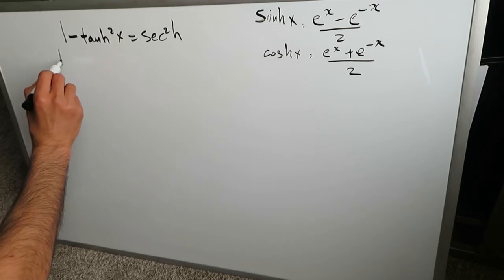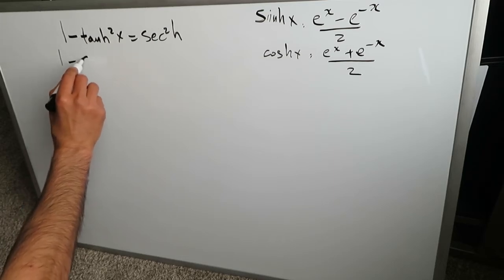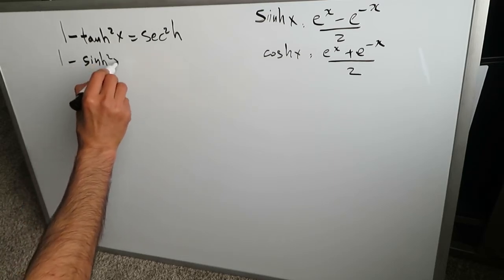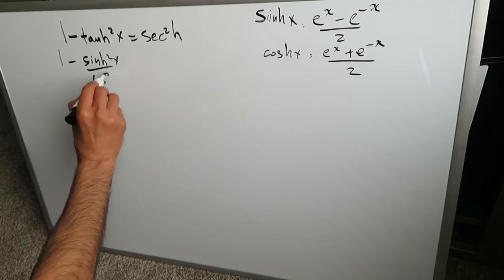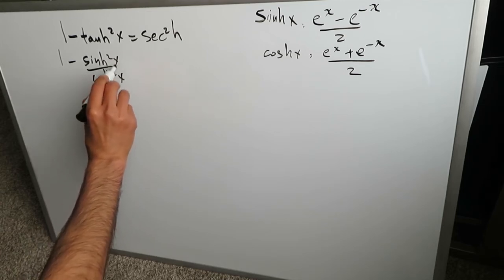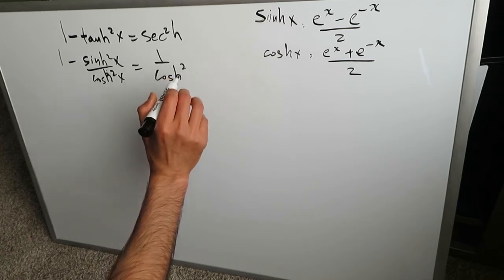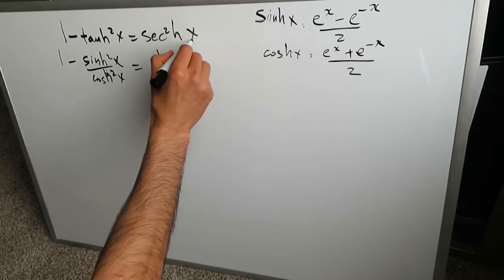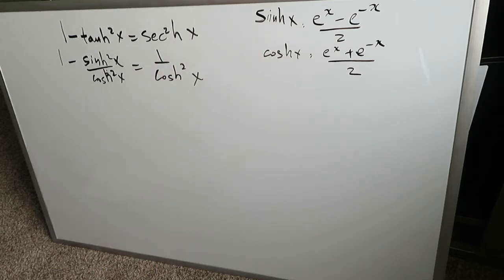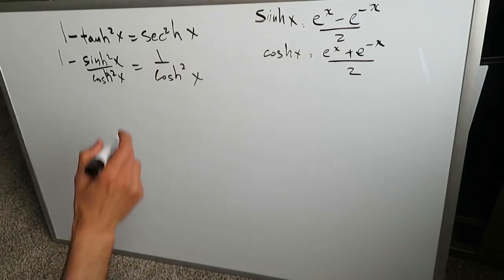1 minus tanh square x is going to be sinh square x over cosh square x, which is equal to 1 over cosh square. I'm missing an x over here, aren't I? Right? Kind of confused me there for a little while.